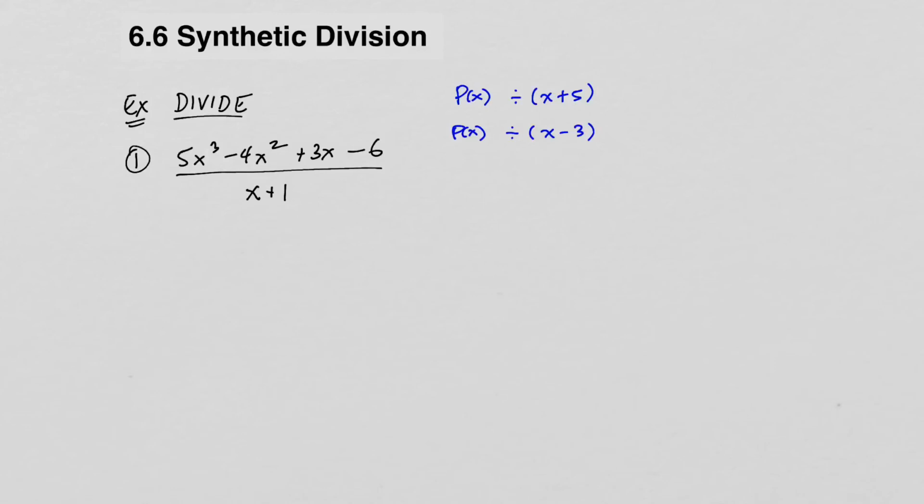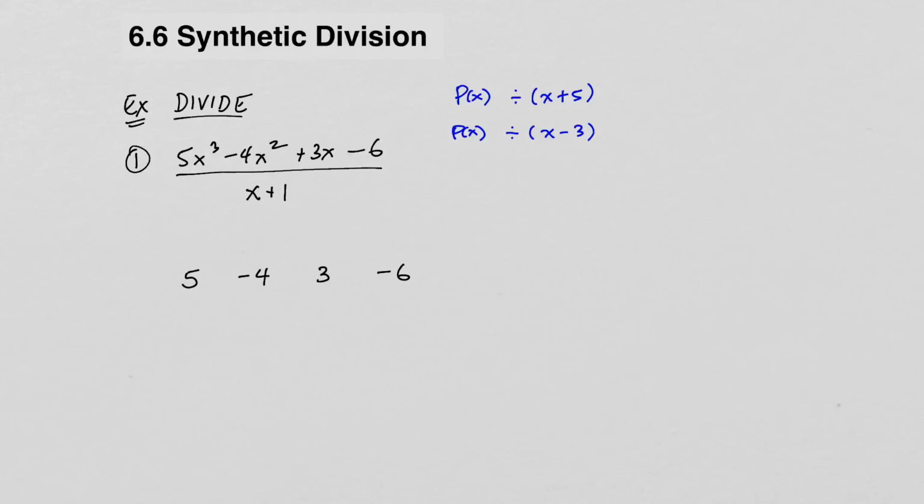So what we do first of all is we write down all the coefficients of the dividend in order from highest power of x to the lowest power of x. So this is our dividend, 5x to the third power minus 4x squared plus 3x minus 6. And the coefficients in order would be 5, -4, 3, and -6. So I'm going to write those down, but only the coefficients. And this is our dividend. This is what we are dividing into.